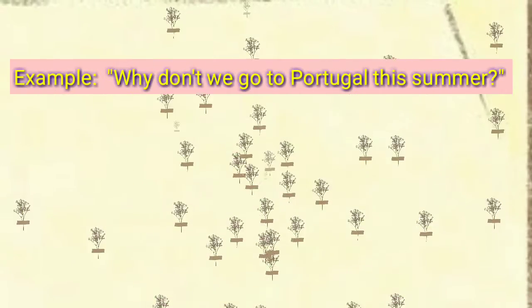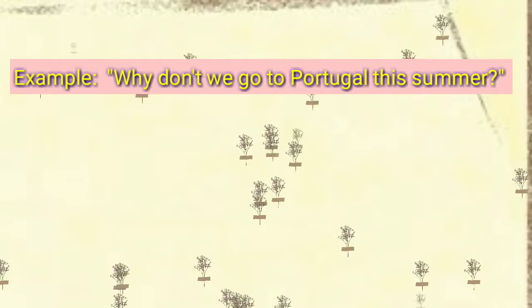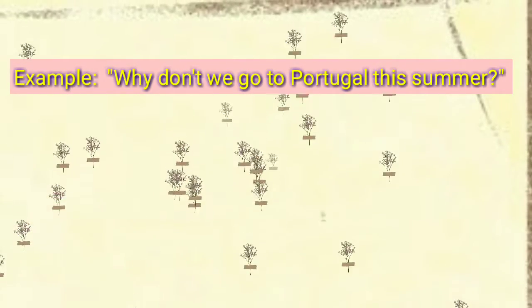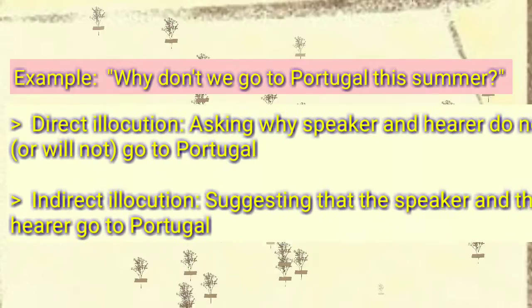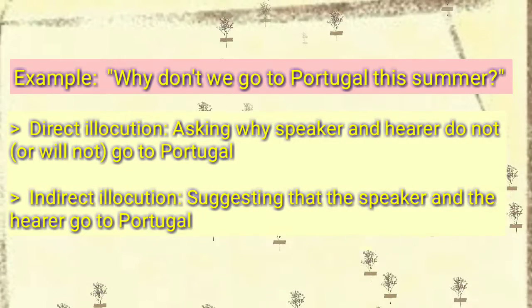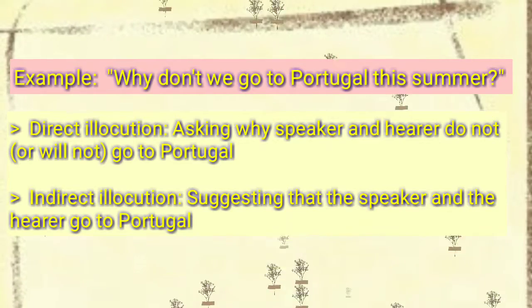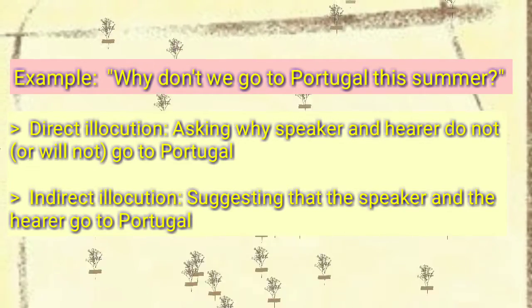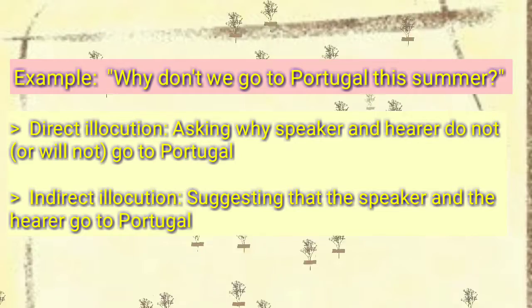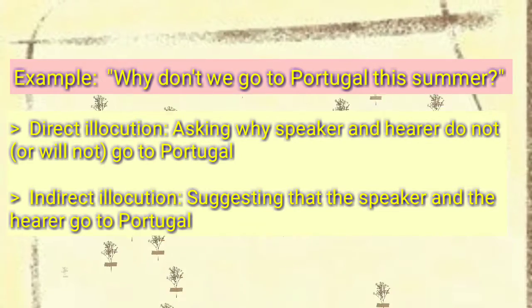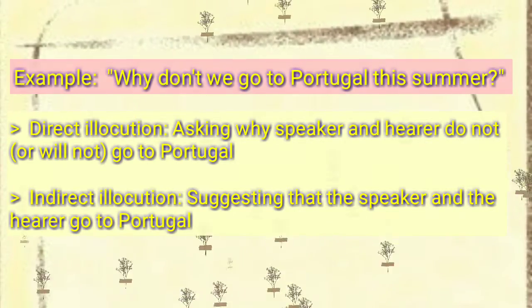For example, "Why don't we go to Portugal this summer?" From this example, it could be known that the direct illocution is asking why the speaker and hearer do not or will not go to Portugal, while the indirect illocution is suggesting that the speaker and the hearer go to Portugal.